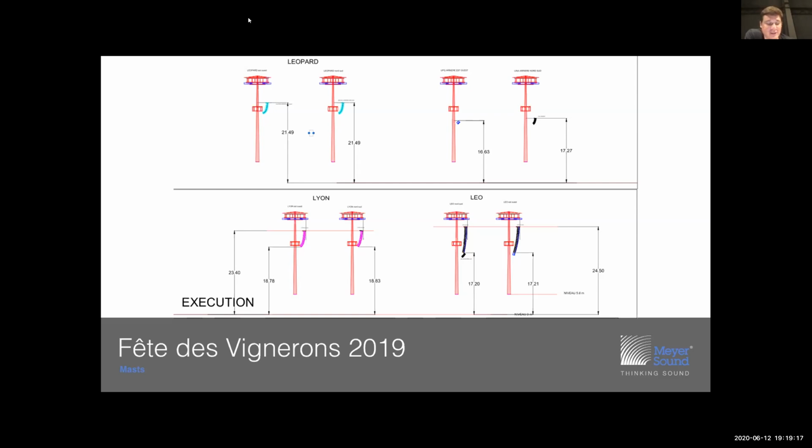But all the Leo systems were equipped with the 8 Plus motors, so that we could bring them down without having to go up in the mast and take out safety chains and safeties all around the place. So the Leos weren't safetied like the other speakers with chains and cables. Rather, they were ready to be taken down if need be. The Leos are hanging by gravity. The Lions are restrained. You can see there's a small catwalk here, and this small catwalk is restraining the Lions so they cannot move, as well as the Leopard.